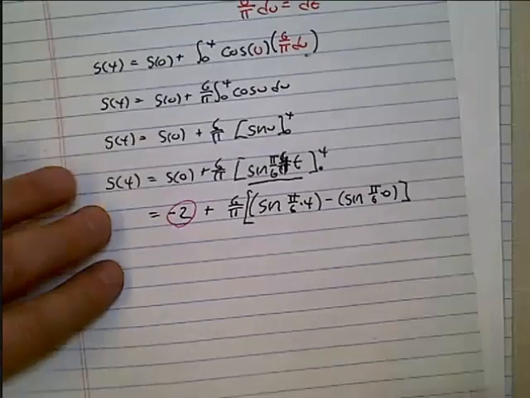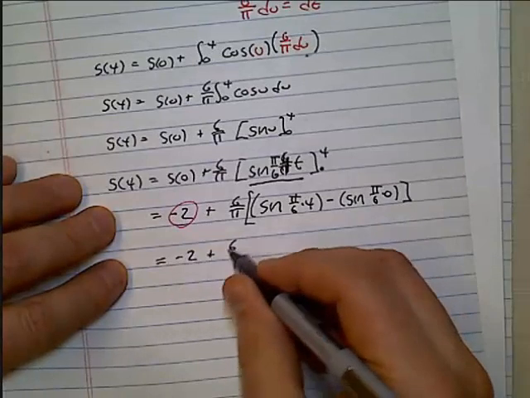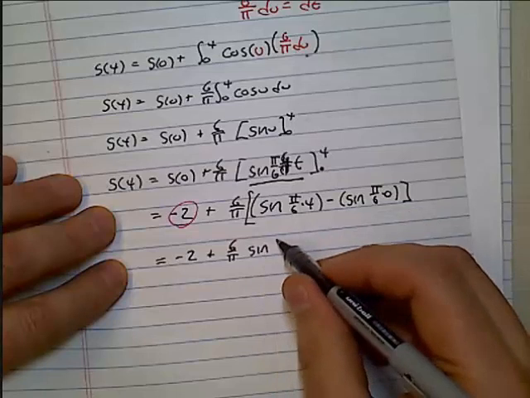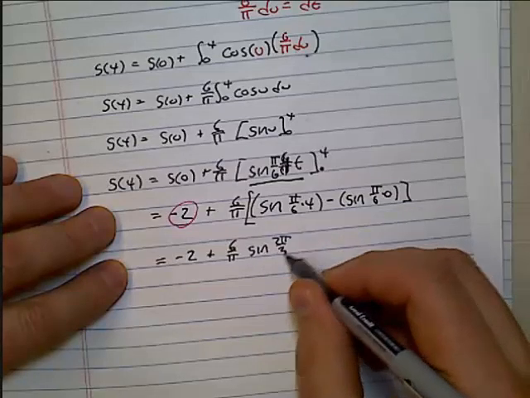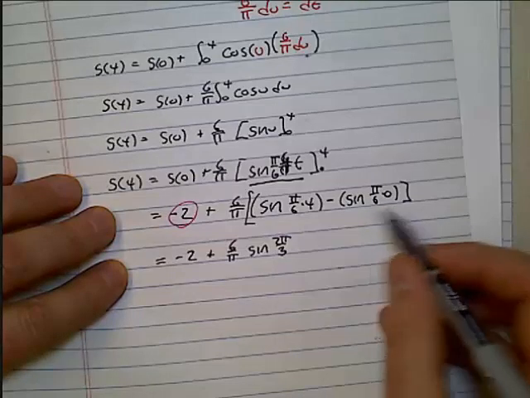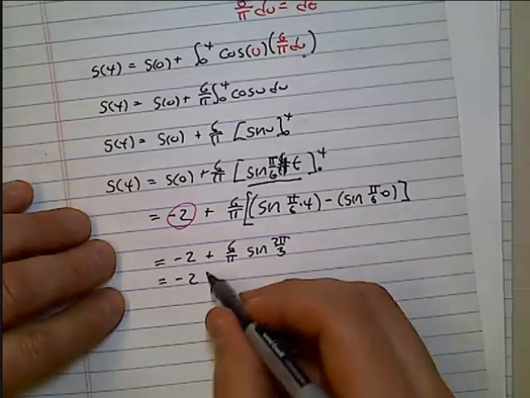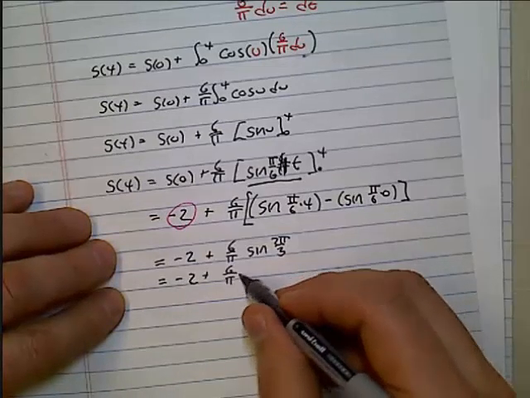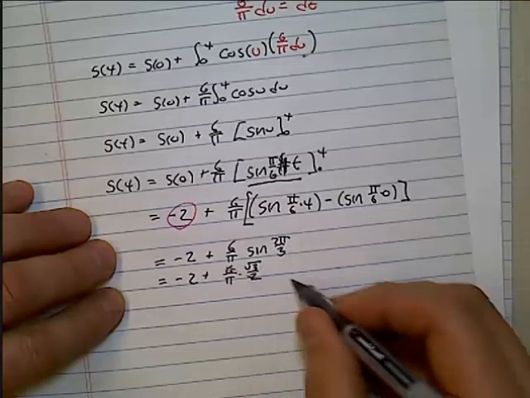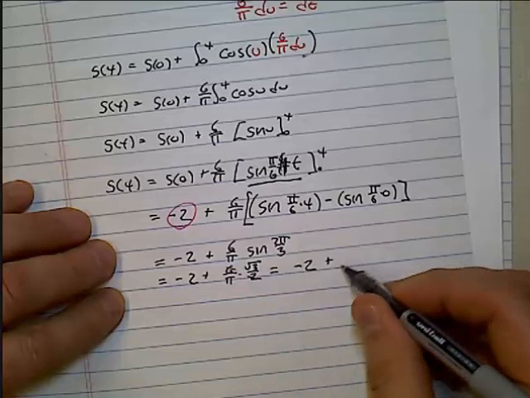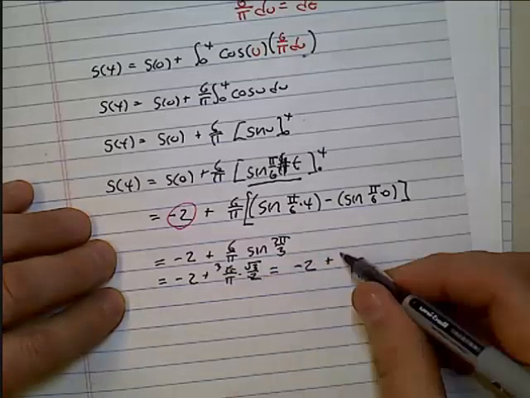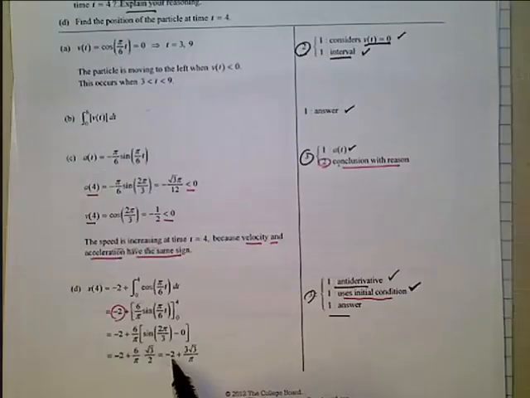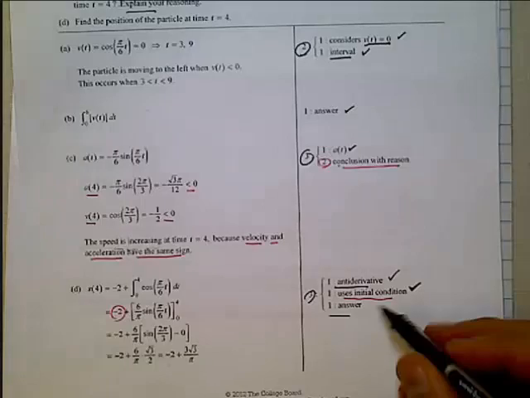So let's see if I really got it right. So we have negative 2 plus 6 over pi. Let's see, sine of pi over 6 times 4. That's sine of 2 pi over 3. And then sine of 0 is just 0. So we're going to lose this term over here. So it's only a question of, what does this turn out to be? Sine of 2 pi over 3 is square root 3 over 2. So this is 6 over pi times square root 3 over 2. I can reduce the 6 and the 2. So this is equal to negative 2 plus 3 square root 3 over pi. And that is, in fact, what they have here. Negative 2 plus 3 square root 3 over pi. So I got the answer, and that's your final point.